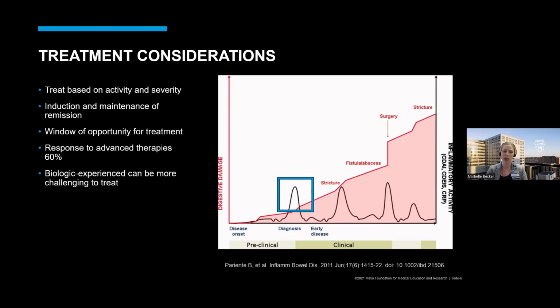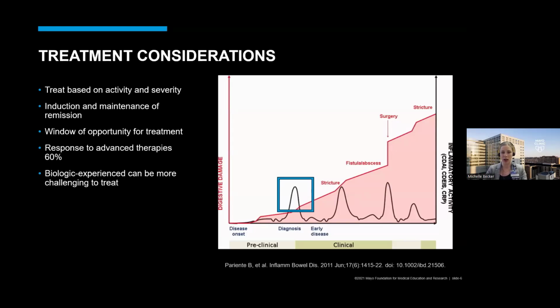So to orient you, on the x-axis, we see a timeline of initial disease onset with preclinical disease, diagnosis, and then the disease continuing on over time. The black line on the graph shows the inflammatory activity. So that's that inflammation, maybe based off of stool or blood tests, or seen with different tests. And then the red is permanent digestive disease damage. This is more of an image depicting Crohn's, but we know that strictures or fistulas and abscesses can occur, and these are often irreversible.